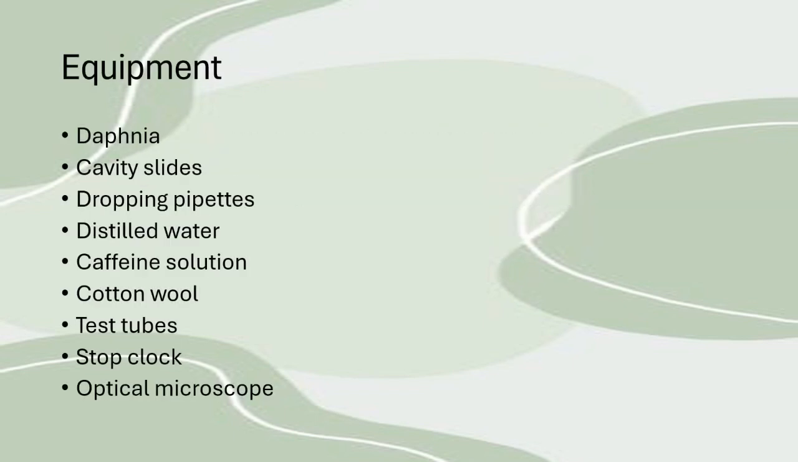So what is the equipment you need for this practical? First off, you need Daphnia because that is the organism you will be doing the practical on. You need cavity slides, dropping pipettes, distilled water, caffeine solution of a range of concentrations, cotton wool, test tubes, a stop clock, and an optical microscope.